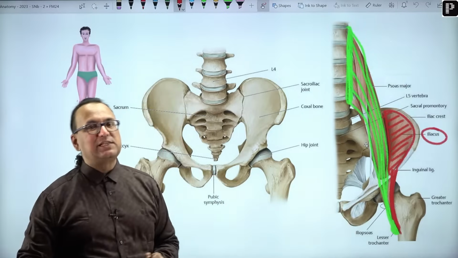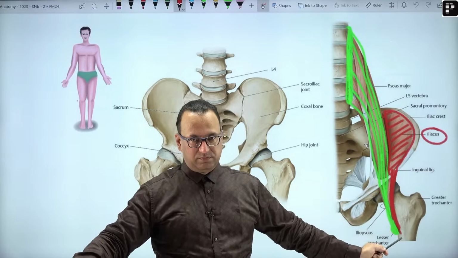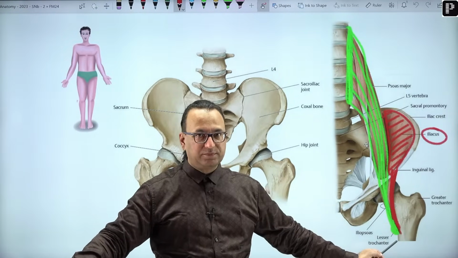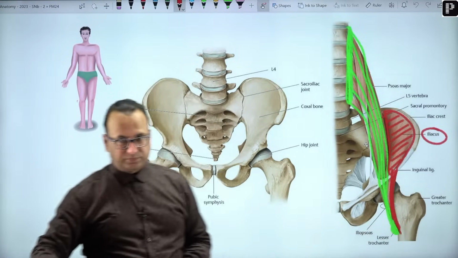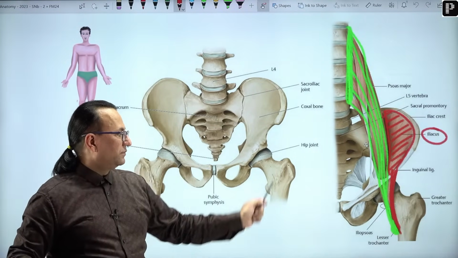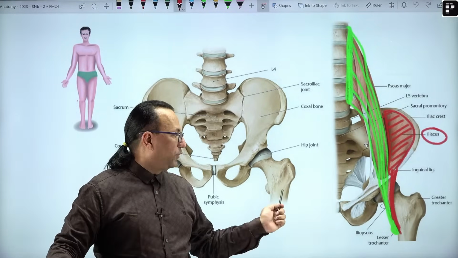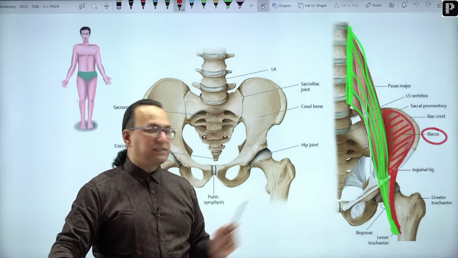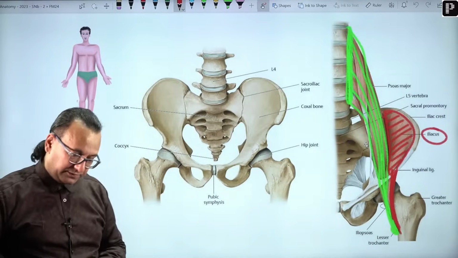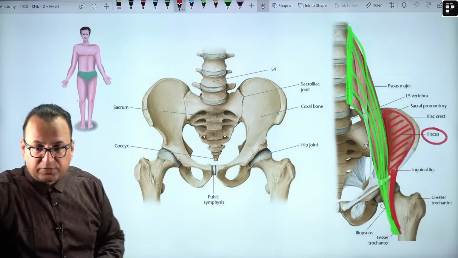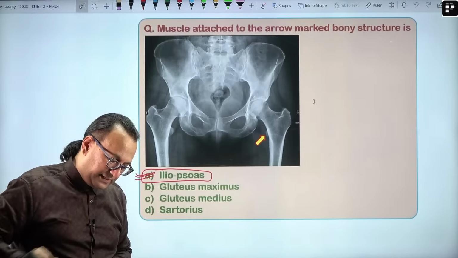So where is gluteus maximus attaching? Gluteus maximus attaches posterior on the femur. There is a gluteal tuberosity, but posterior. So posteriorly the upper femur will have the gluteal tuberosity for attachment of gluteus maximus, which will pull the femur posterior, doing the hip extension and antagonizing iliopsoas, which is the chief muscle of hip flexion. Okay, right. So in this question, the answer we have marked is iliopsoas.